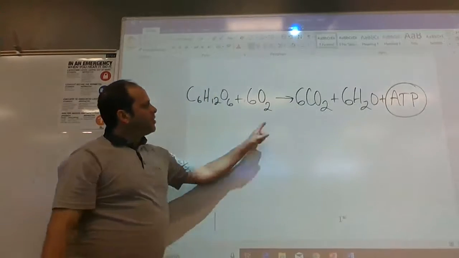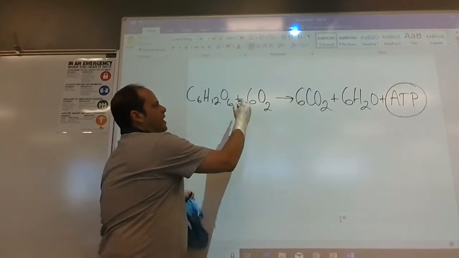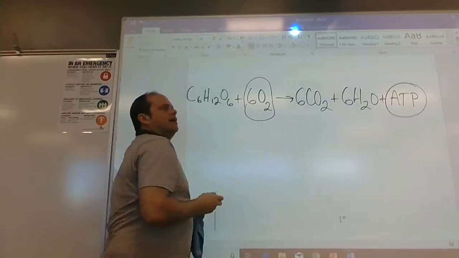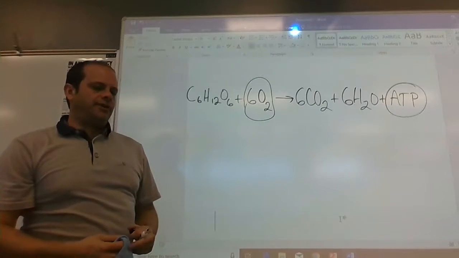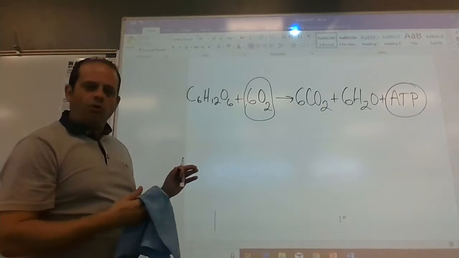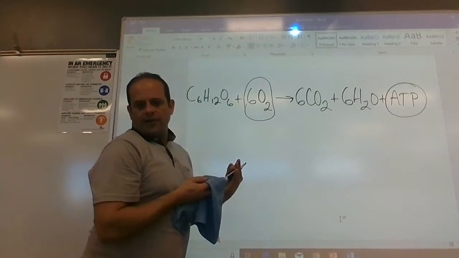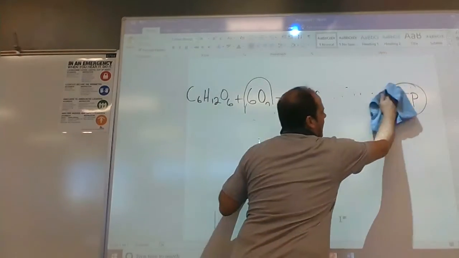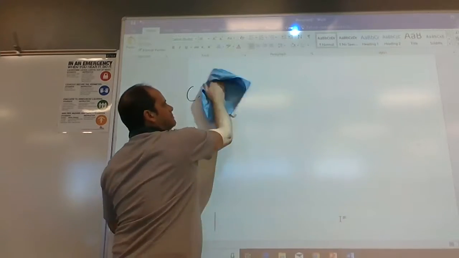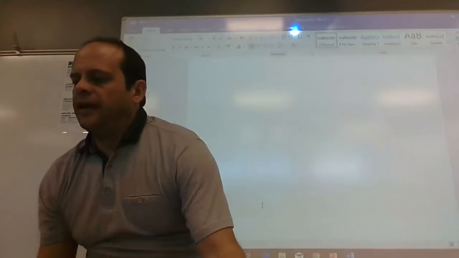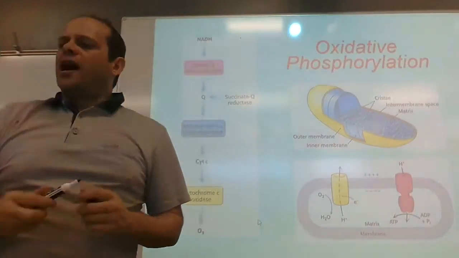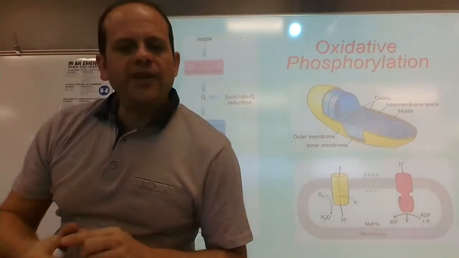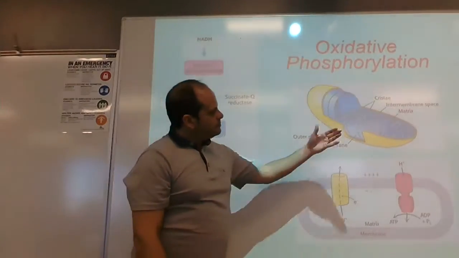And one thing to remember is up to this point, we have not really discussed the role of oxygen as a reactant in this equation. And at this point, hence the name oxidative phosphorylation, we are going to look at what role oxygen plays in the process. Okay?